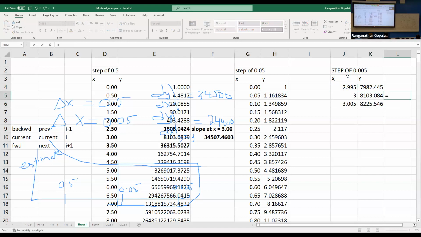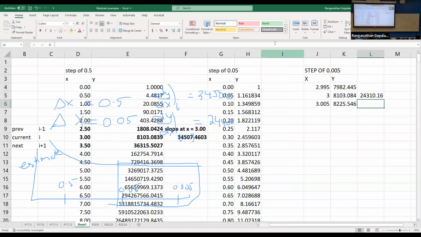And my slope value is forward minus backward, divided by 2 times my step length. 24,310. Very interesting. So remember, we had, let me clear all this.